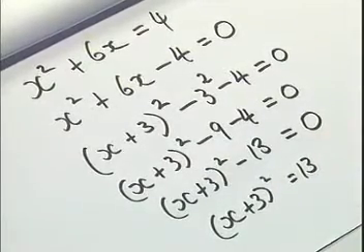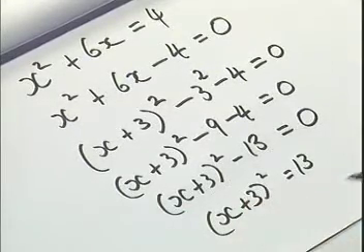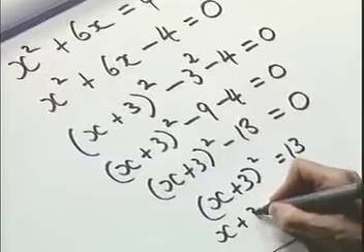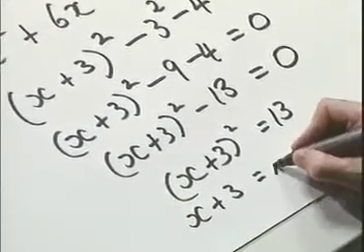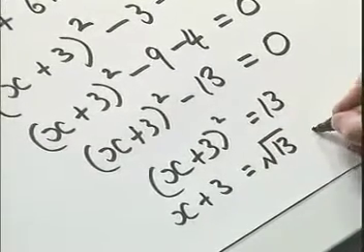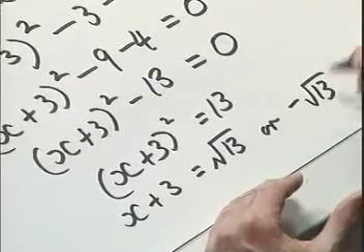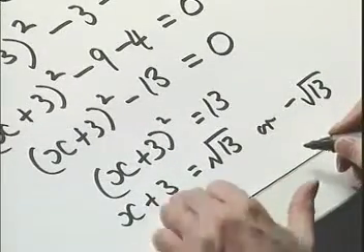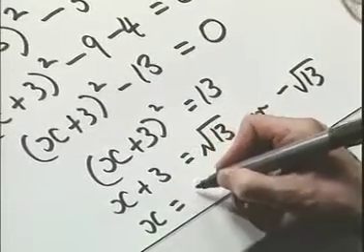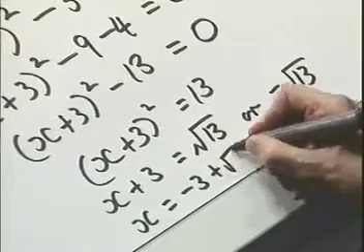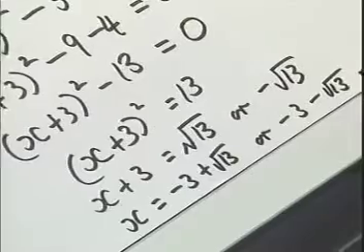And now we're in a position to take the square root of both sides, because here on the left-hand side we have a complete square. And so this is x plus 3 equals, now 13 isn't a complete square, it's not a square number, so we have to write it as square root of 13, or, remembering when we take a square root of a number, it's plus or minus root 13. Now we take the 3 away from each side, and we end up with our 2 roots. So we take the 3 away, we have minus 3 plus root 13, or minus 3 minus root 13.